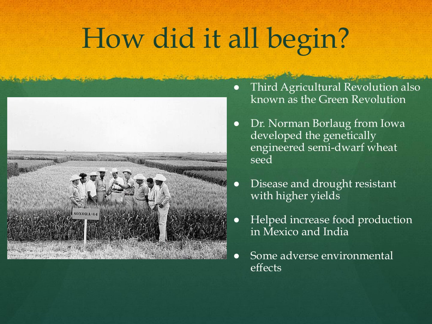So the third ag revolution is what this picture is showing. It's also known as the green revolution. So you need to know that the green revolution is also the third agricultural revolution, okay? This dude holding the crop is Norman Borlaug. He is the guy who created GMOs, okay?